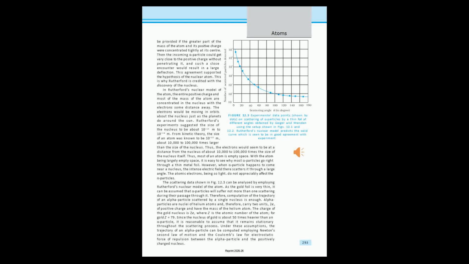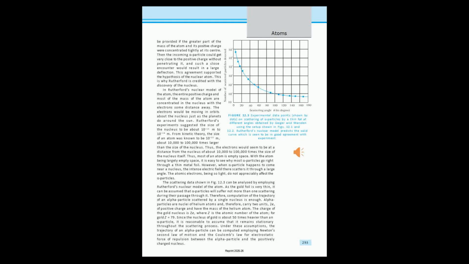In Rutherford's nuclear model of the atom, the entire positive charge and most of the mass of the atom are concentrated in the nucleus, with the electrons some distance away. The electrons would be moving in orbits about the nucleus just as the planets do around the Sun. Rutherford's experiments suggested the size of the nucleus to be about 10⁻¹⁵ meters to 10⁻¹⁴ meters. From kinetic theory, the size of an atom was known to be 10⁻¹⁰ meters, about 10,000 to 100,000 times larger than the size of the nucleus.